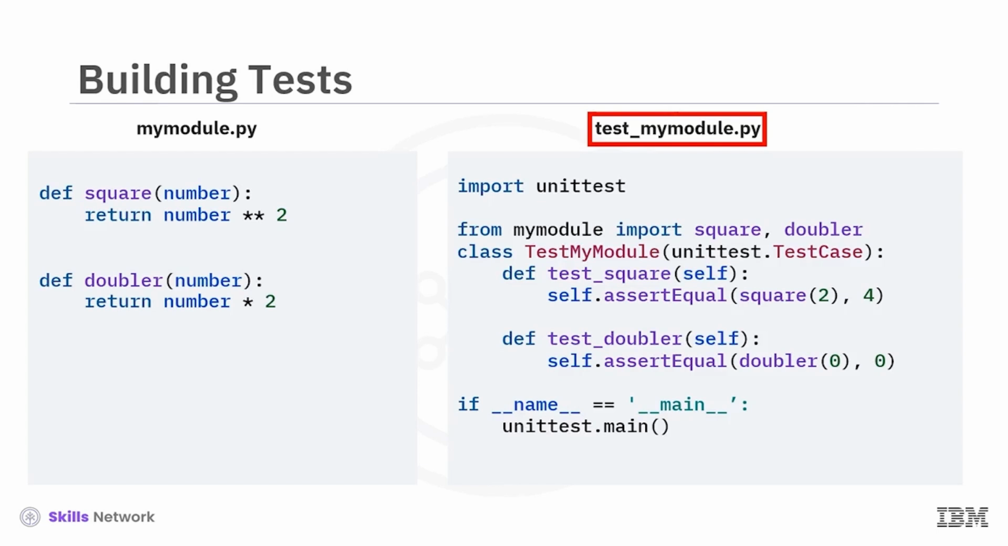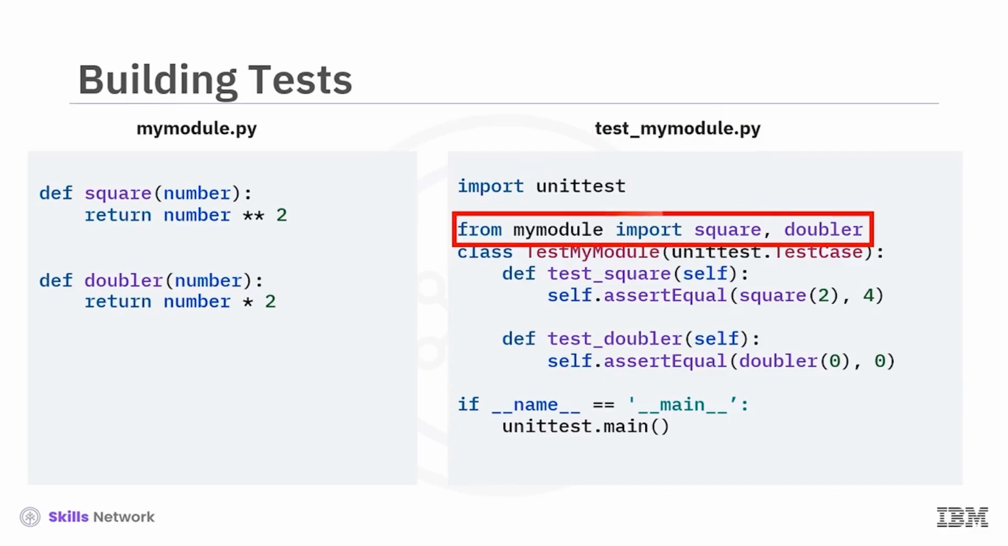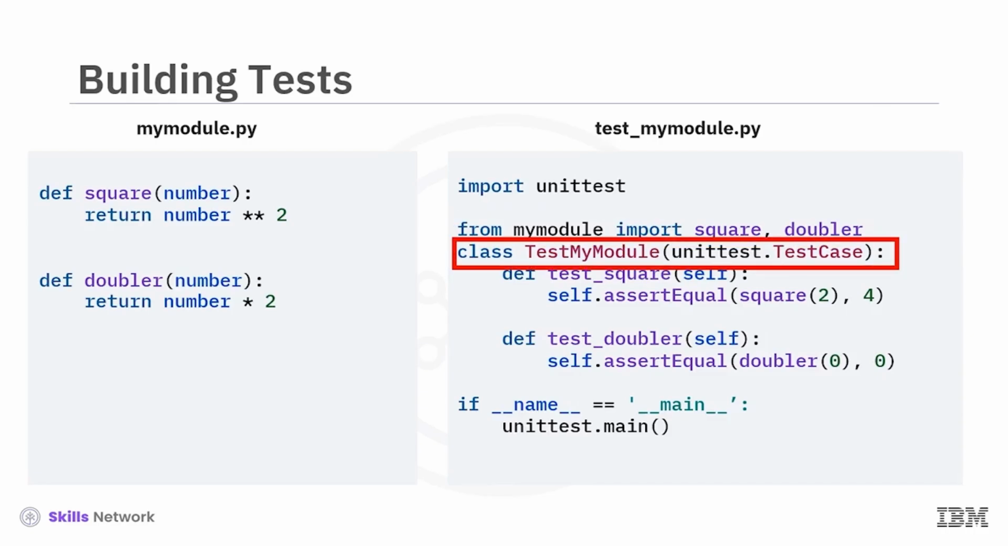Let's look at the steps to create a unit test file. The first step is to import the unittest Python library. Type import unittest. Next, import the functions to test. For example, to import the square and doubler from the mymodule unit to unit test, type from mymodule import square, doubler. Then, build the unit testing class to call the unit test from a single class object.